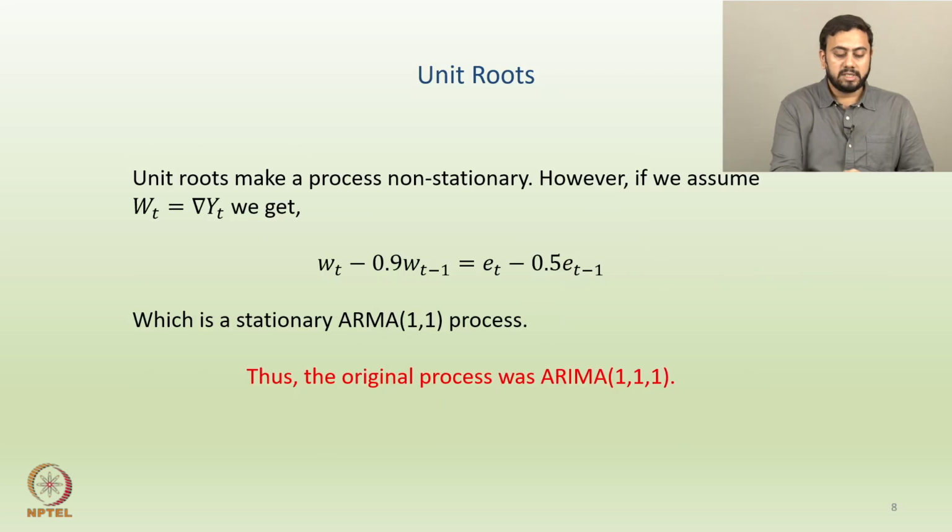Firstly, unit roots make a process non-stationary, but why exactly? Let us say we assume Wt, which is a difference process. Unit roots make a process non-stationary to start with. So, whenever you observe a unit root as one of the roots of that equation, you can say that the process is not stationary. But why exactly? Let us say the initial process yt is non-stationary, so yt has to have one unit root. However, if you assume the differenced process, let us say Wt is nabla operated on yt, so you are differencing it once. Essentially, we are getting this.